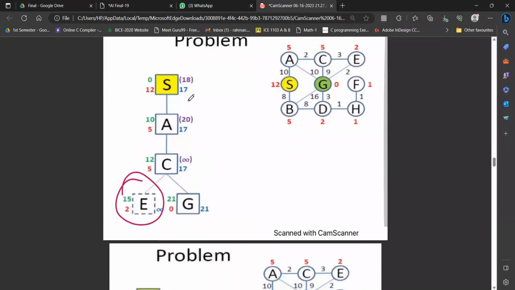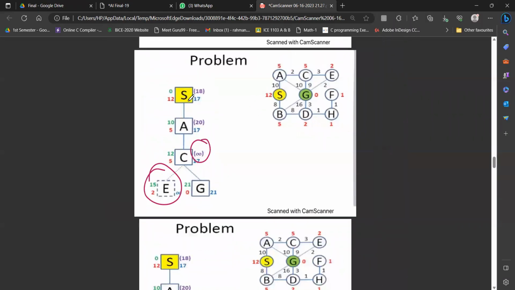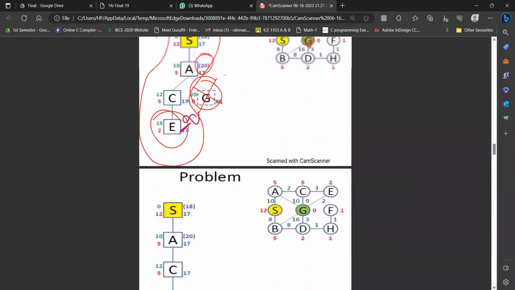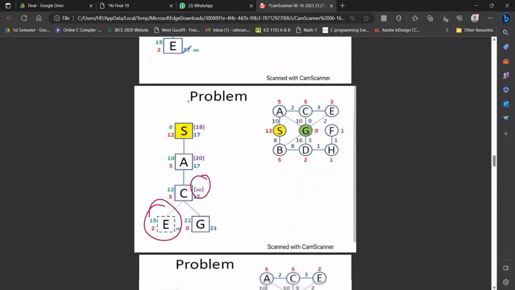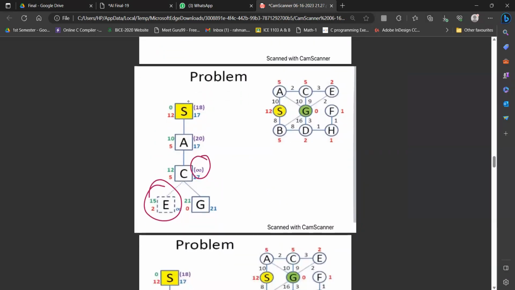But make sure you're writing infinite on top of C, because you want to store the F value of the child that is being deleted, right? And yeah, so moving on, let's explore the next child of C, which is G. So I'm exploring G.